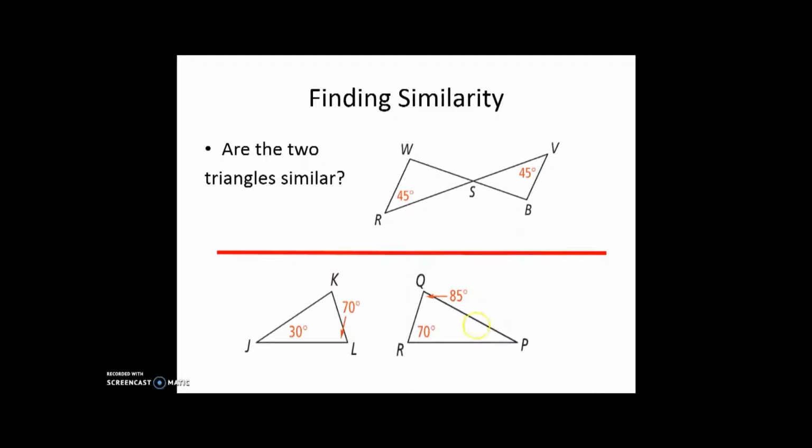So 25 degrees, is that equal to angle J, 30 degrees? No, of course not. Well, let's look at angle K. If we add up these two angles and subtract from 180, we will get 80 degrees. Is that equal to angle Q? No, of course not. So we only have one set of congruent angles. We need two for the similarity postulate. Therefore, these two triangles are not similar.